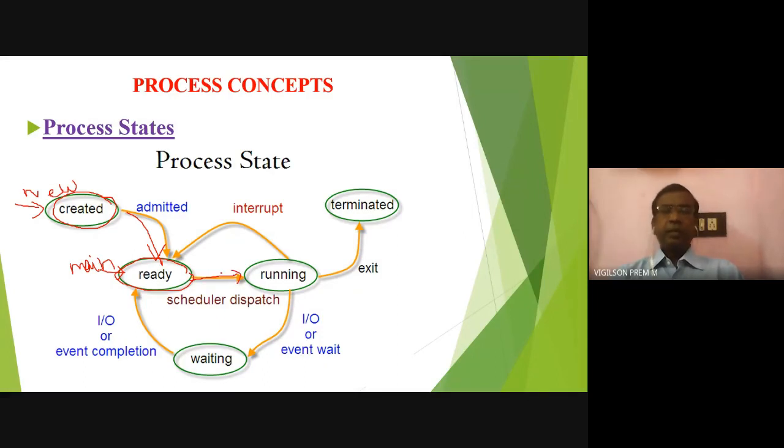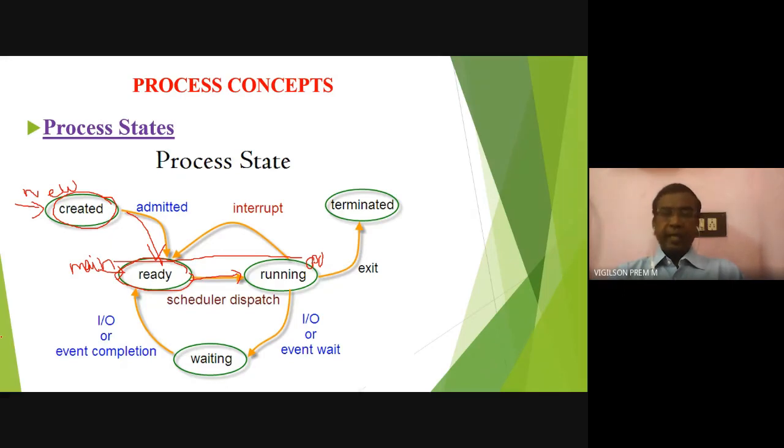Now from the ready state, the only possibility is going to the running state. Running means it will now move to the CPU. The CPU will accept a process only from main memory, nothing else. That means from secondary storage or hard disk, the CPU cannot get any data directly. From the hard disk, it should move to main memory. Then, if required, it should move to cache. Then it will be moved to the CPU.